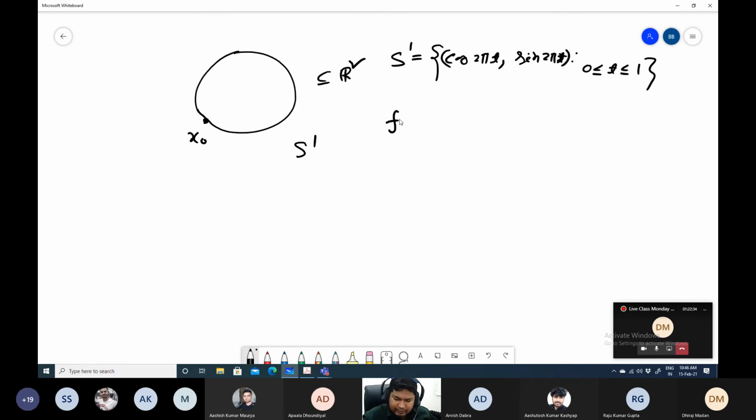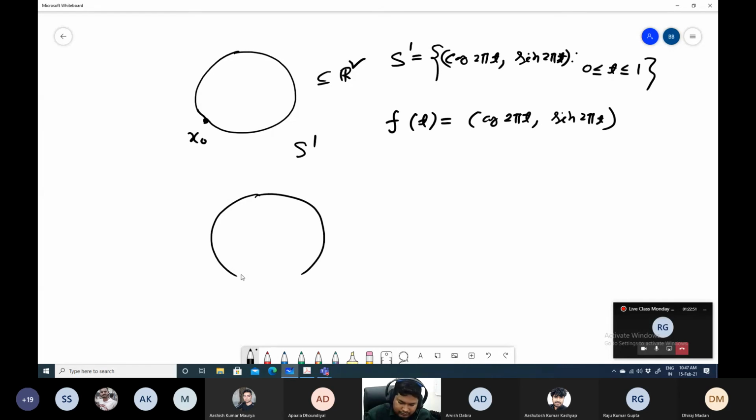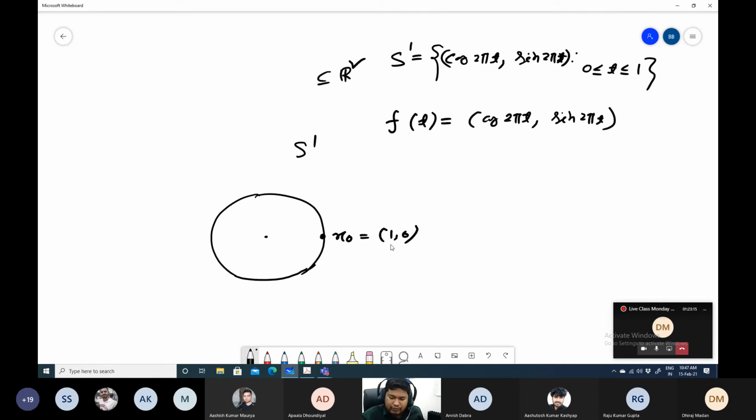Now see, if we take this map, say f of t equal to cos 2 pi t, sin 2 pi t, then this is my x0, that means you can say it is (1,0). If you take t equal to 0, that point is (1,0). Now if you increase t, it will go in this direction, and when t equals 1 it will come back here. So this is my one circular loop. Now this is my f, which belongs to pi 1 of S1 at the point (1,0).